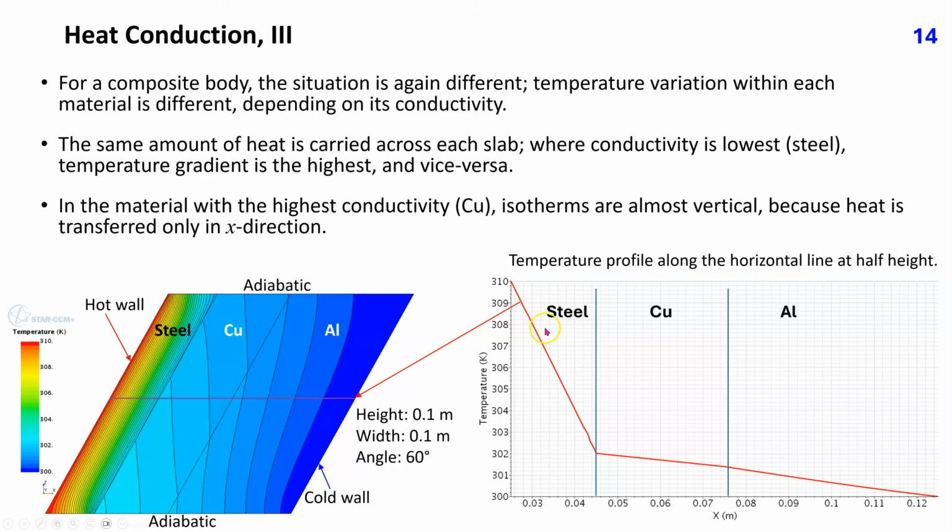This plot shows temperature variation along the horizontal line at half height. Temperature varies linearly within each slab, and because the heat flux is the same through each material, the slopes are inversely proportional to the material conductivity, lowest in copper and highest in steel.